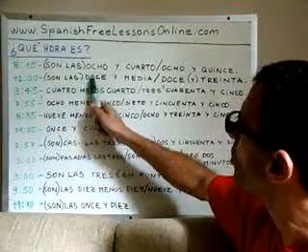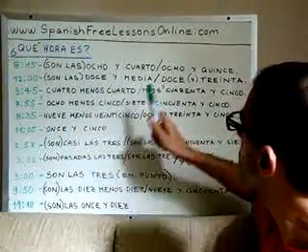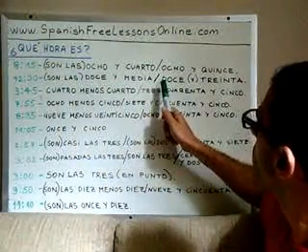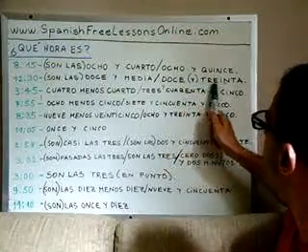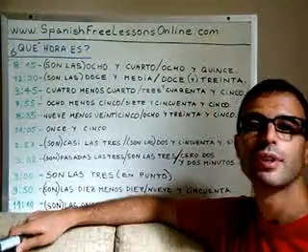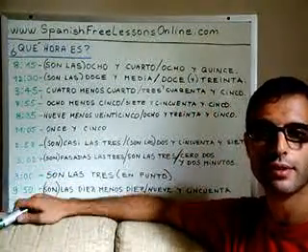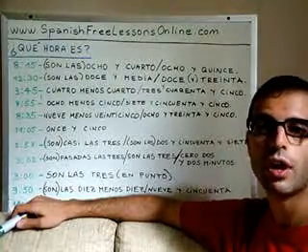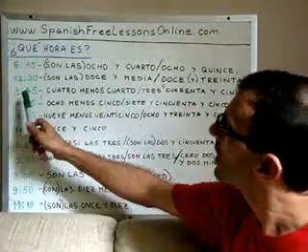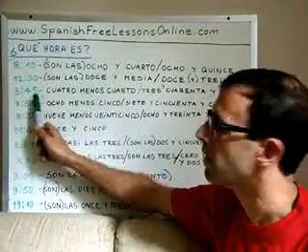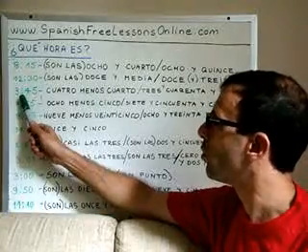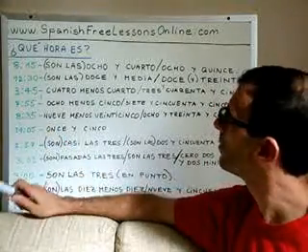Son las doce y media, or you can also say doce y treinta for 12:30 instead of 12:30. This is 3:45 or a quarter to 4, right?